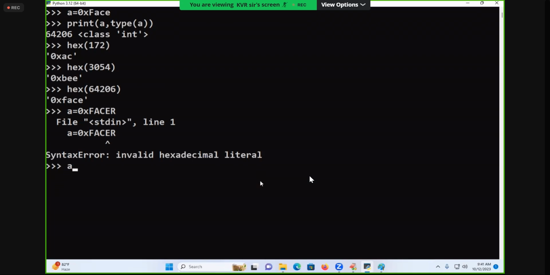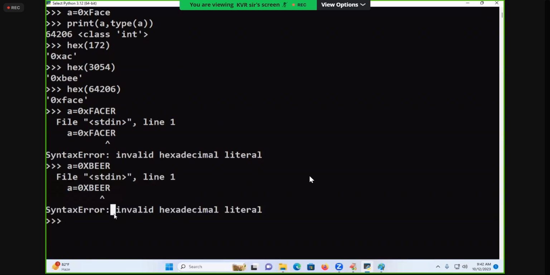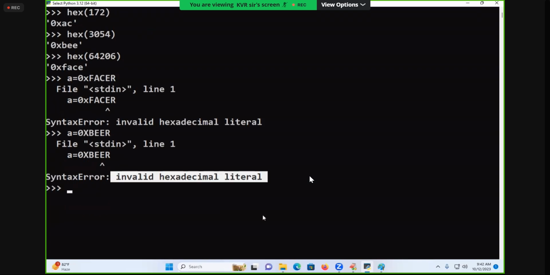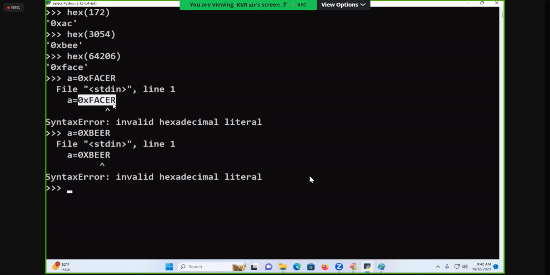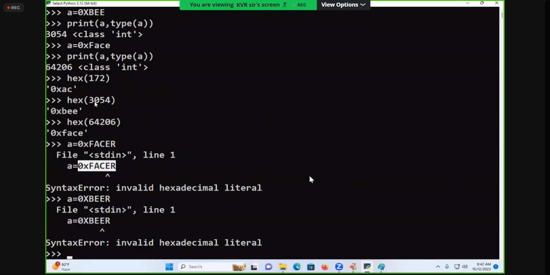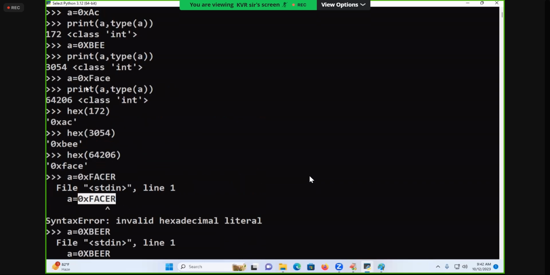Understand? A is equal to 0X BEER. Invalid hexadecimal error. So beer is also invalid. Understood? Facer is also invalid. Like that, 0 to 9, A to F. After that, anything that comes is called what? Invalid. Very good.